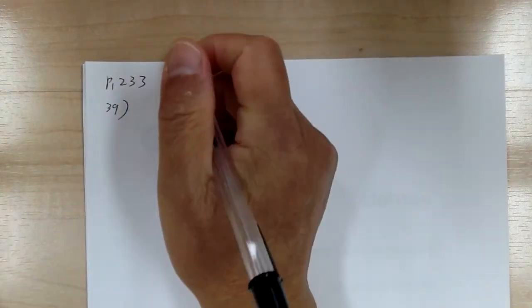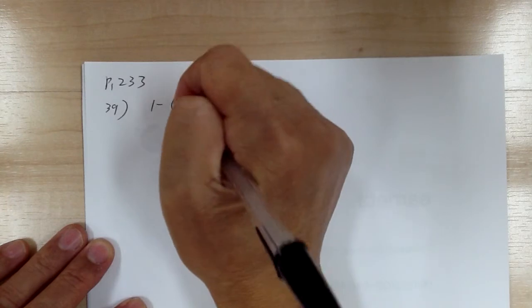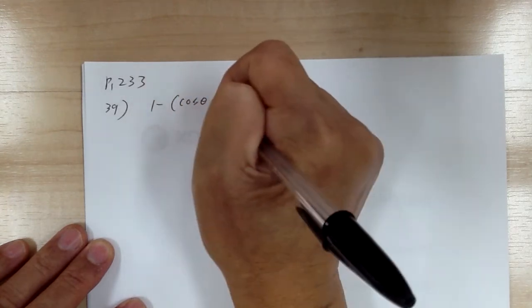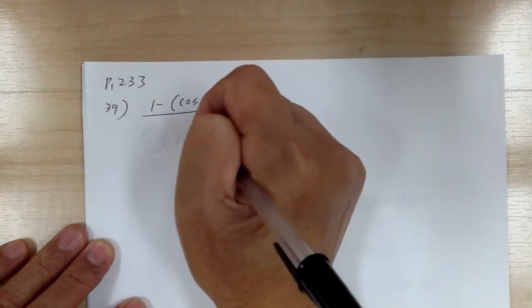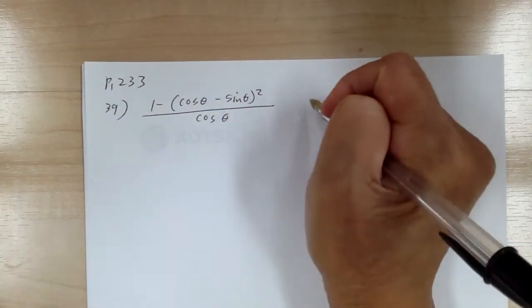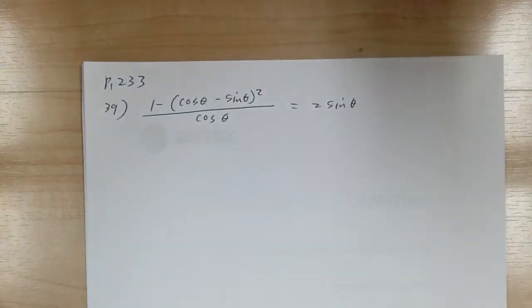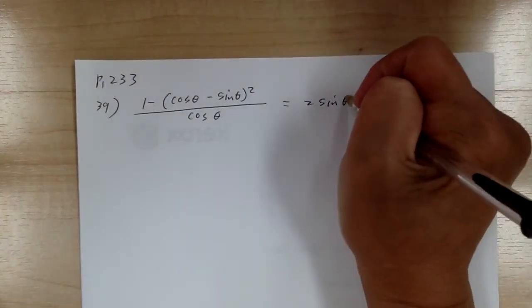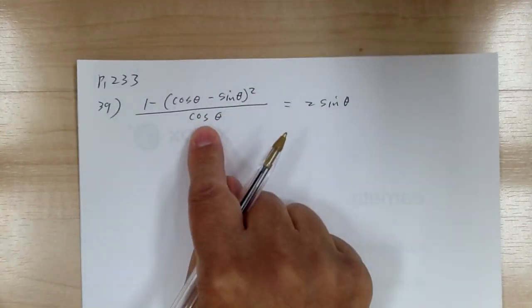Let's go to page 233 and start with number 39. Number 39, you have 1 minus (cosine theta minus sine theta) squared over cosine theta, and this is equal to 2 sine theta. So to verify, you choose the side that's more complicated and you simplify. So this side is more complicated, so let's simplify this side.